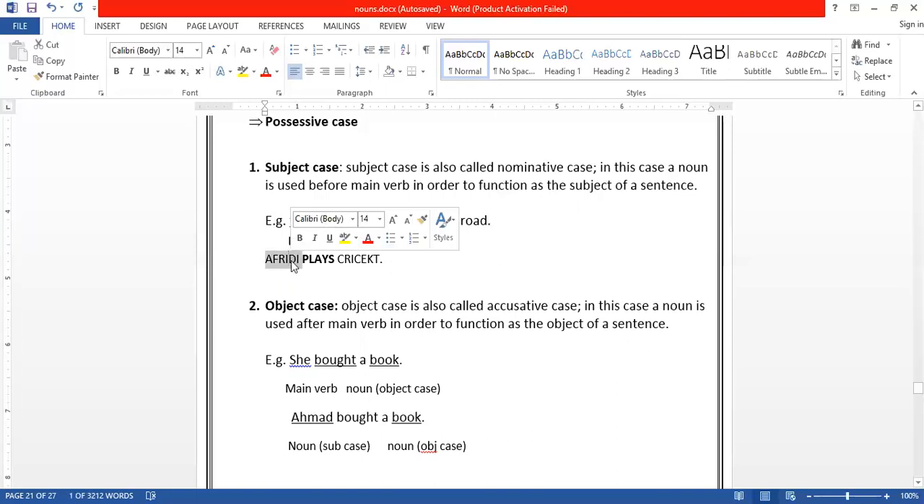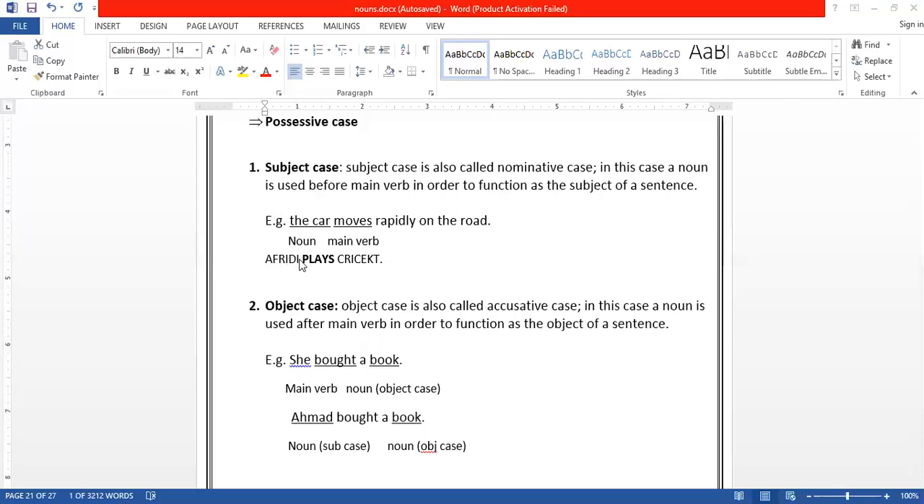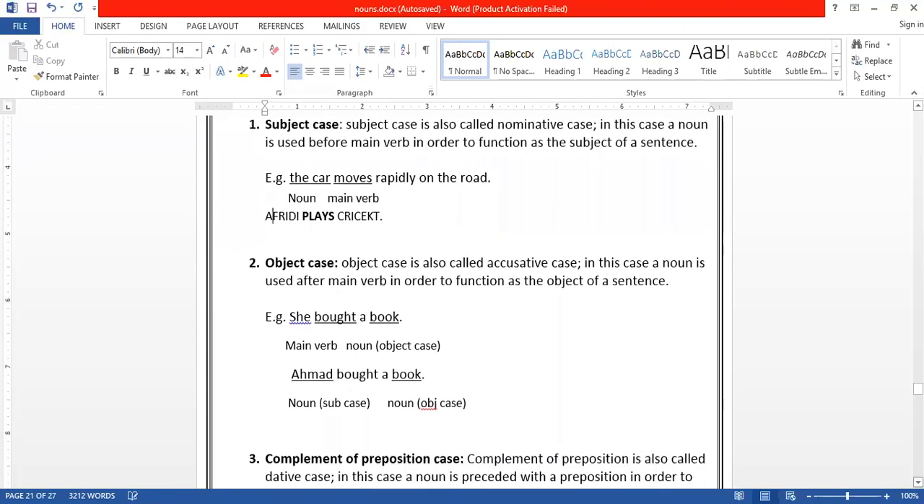So in this case, the performer of an action is Afridi, or you can say it is what we talk about in a sentence. So Afridi over here is a subject in this case, and it comes before the main verb. So we can say that this is a noun, but what type of noun can we call it? That is called subject case of noun. Which case of noun? Subject case. Why? Because the function of this noun is subject.